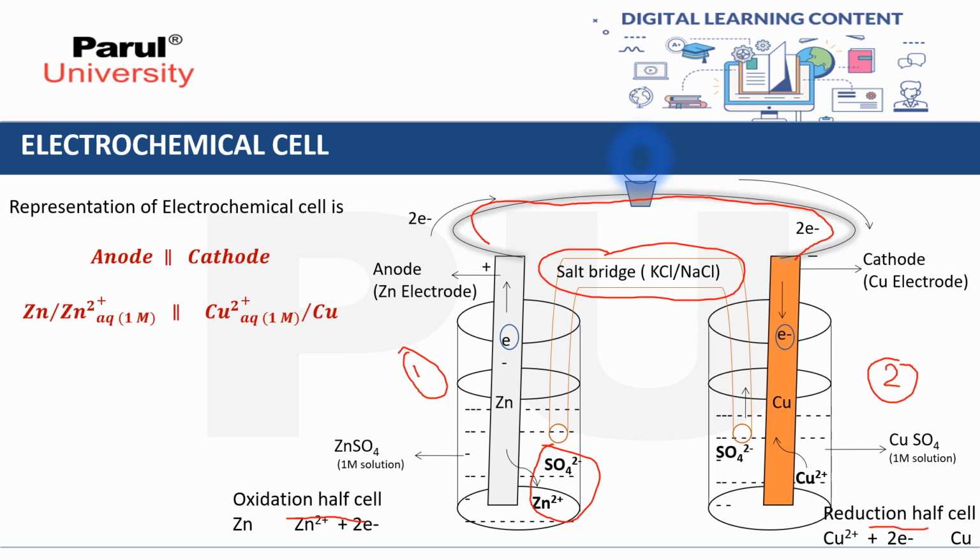The representation of the electrochemical cell is given as anode / cathode. This particular symbol represents your salt bridge.